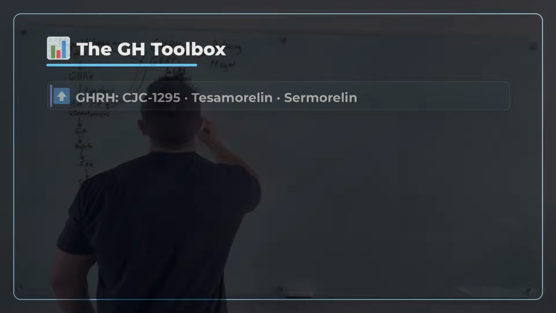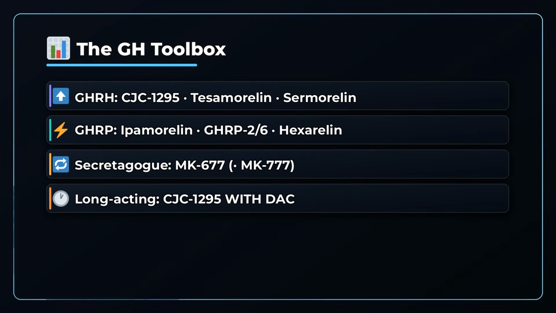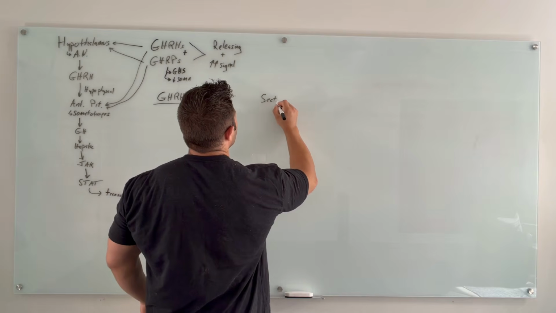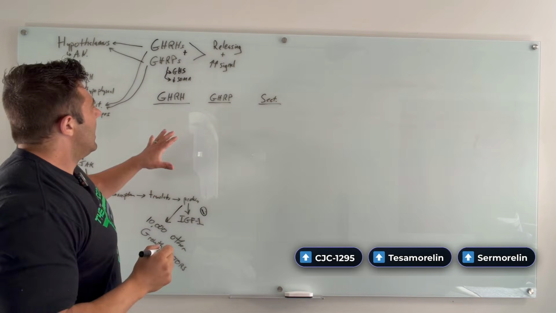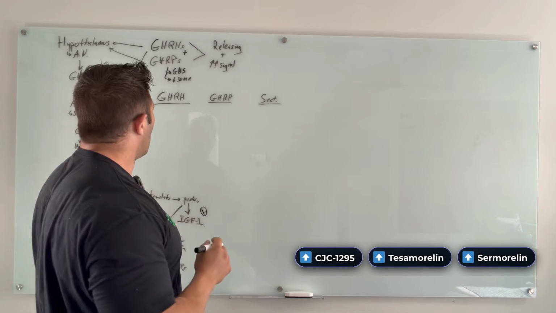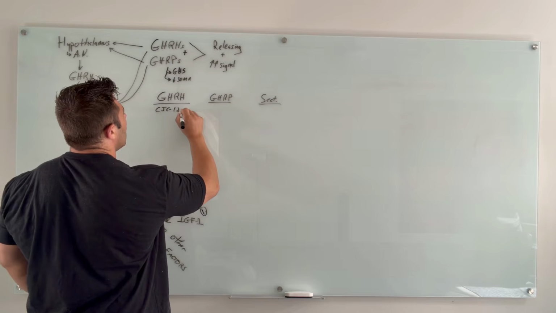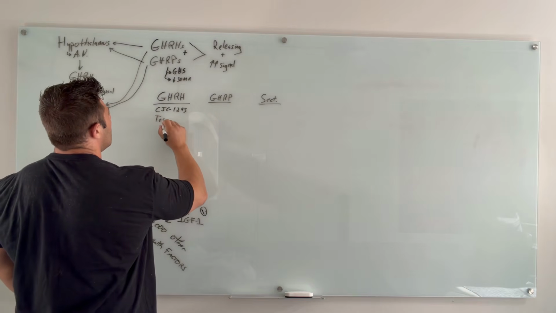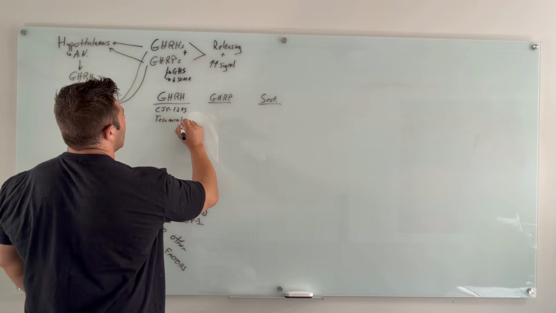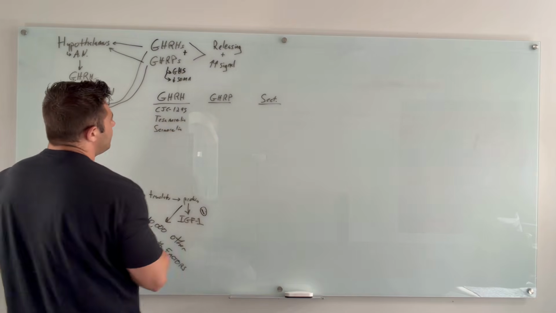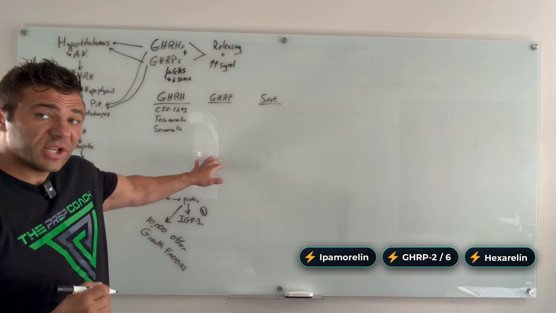So if we kind of bring these down here, we have our basic list. We're not going to go through all of them because there's a lot. We'll go growth hormone releasing hormones, and then we'll have our growth hormone releasing peptides, and then we're going to have our secretagogues. So classic traditional growth hormone releasing hormones are going to be CJC 1295, tesamorelin, and sermorelin.